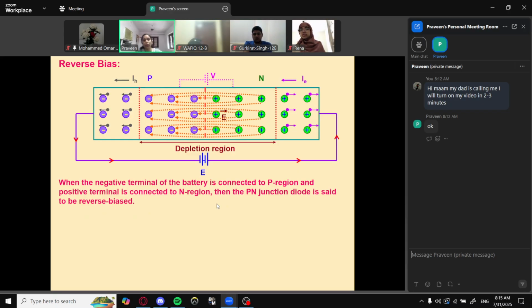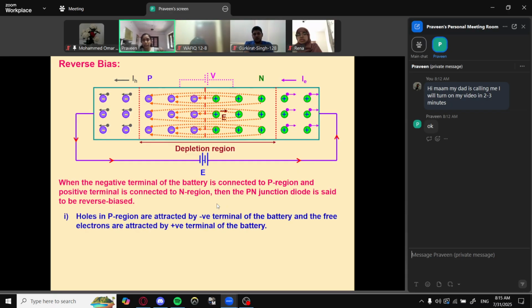More and more holes will be moved towards the negative terminal of the battery and the electrons will be moved to the positive terminal of the battery. That will be increasing the depletion region, since the applied potential and the barrier potential are in the same direction. So the effective barrier potential will be increasing and hence the energy barrier will also be increasing. So the majority charge carriers will be moving away from the junction.